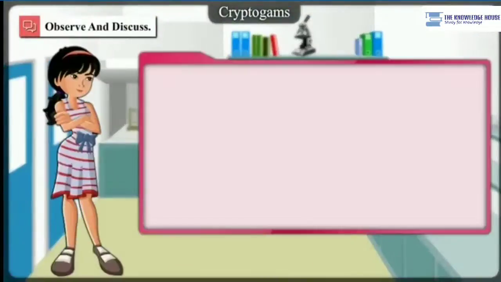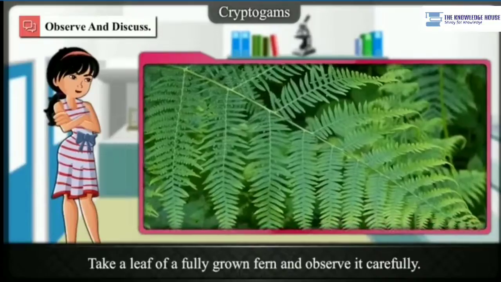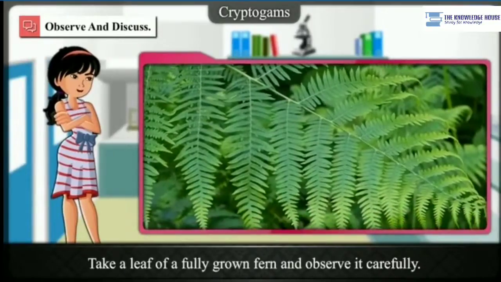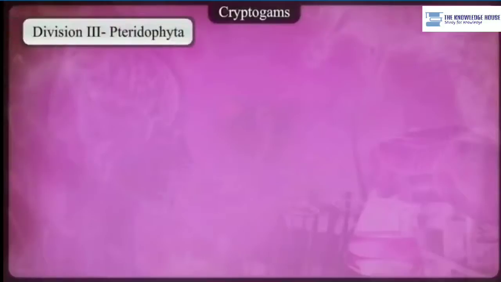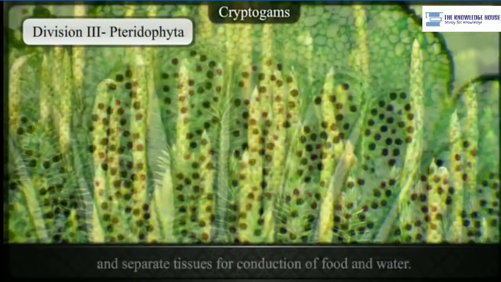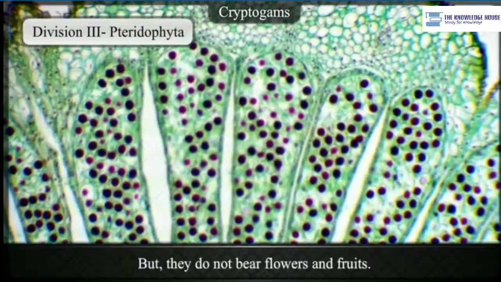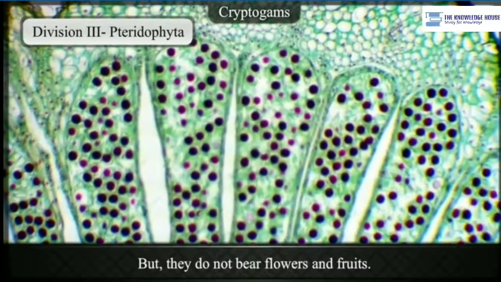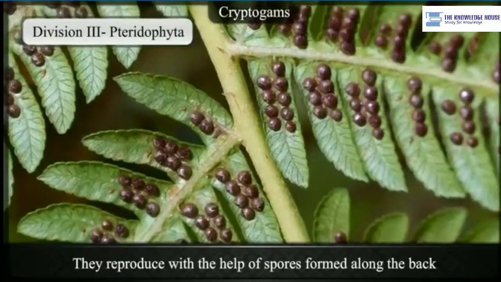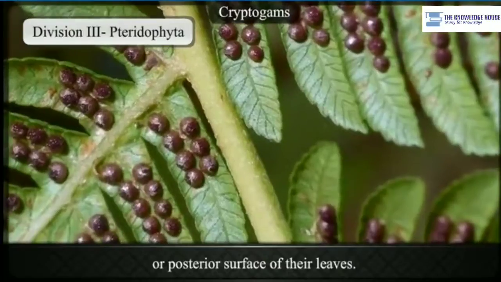Observe and discuss. You may have seen ferns among the ornamental plants in a garden. Take a leaf of a fully grown fern and observe it carefully. Division 3. Pteridophyta. Plants from this group have well-developed roots, stem and leaves and separate tissues for conduction of food and water. But they do not bear flowers and fruits. They reproduce with the help of spores formed along the back or posterior surface of their leaves.